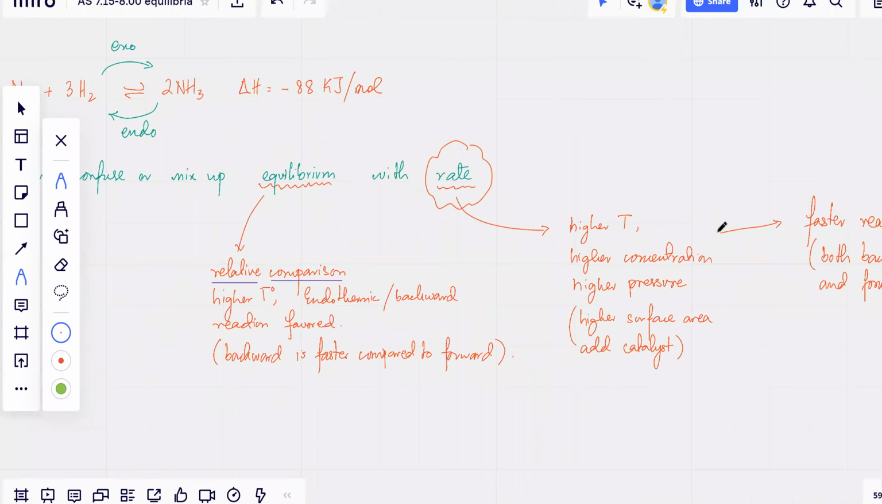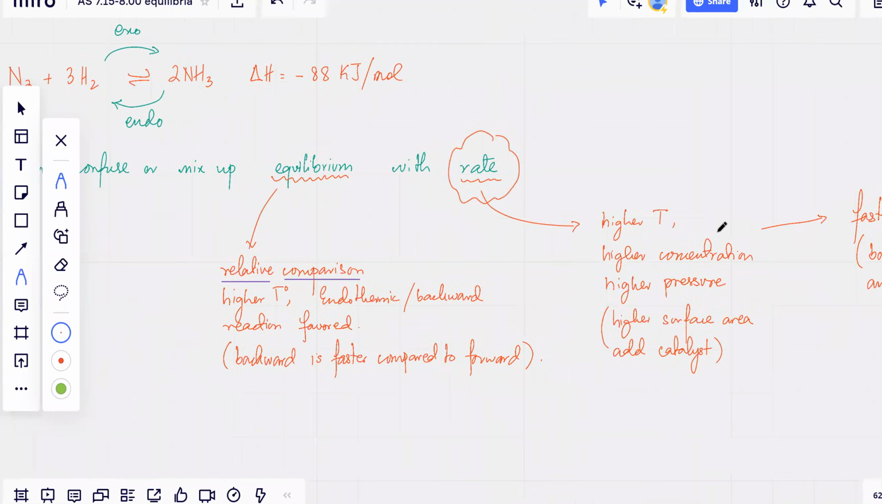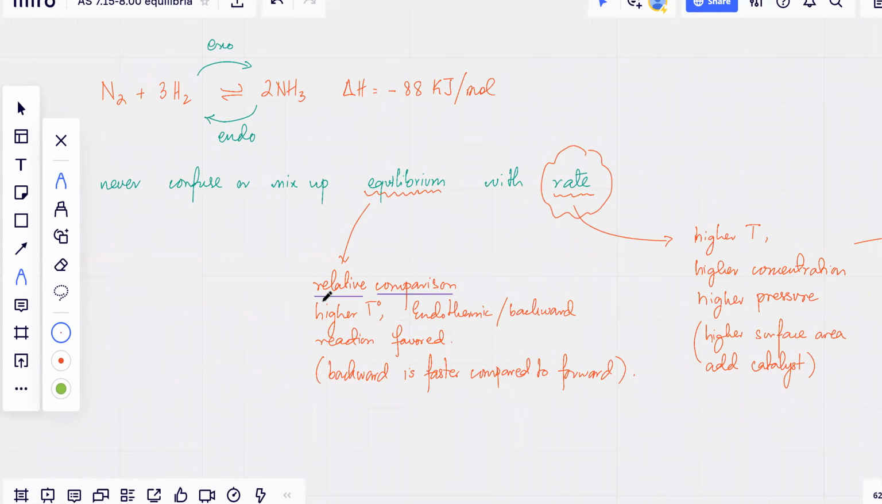So for example, over here, right now we were talking about equilibrium, right? I said that at higher temperature, we stated that the endothermic or backward reaction is favored. Now, immediately they might ask a question about the rate of reaction. They might ask, if you have a higher temperature, what happens to the rate of the forward reaction? Remember, if this equilibrium is attained at a higher temperature, both the forward and the backward reaction are going to speed up, because at higher temperature particles have more kinetic energy.